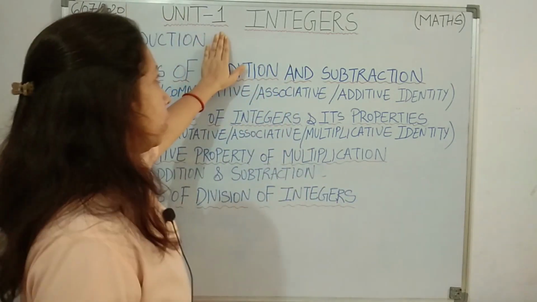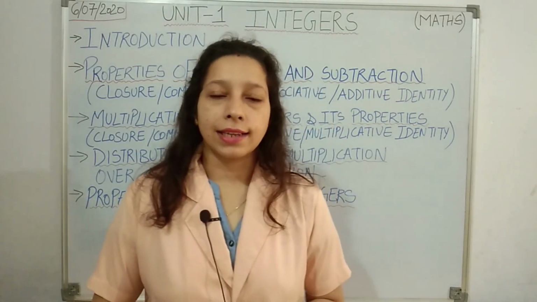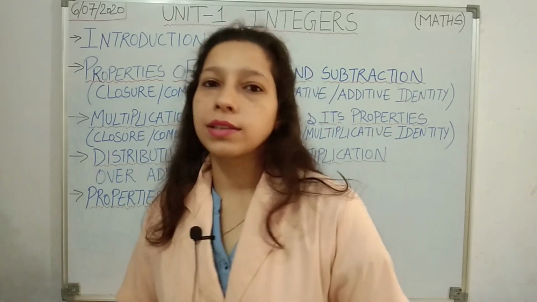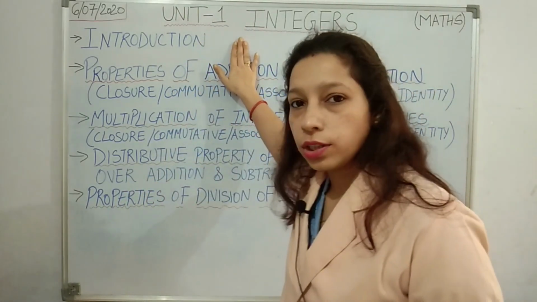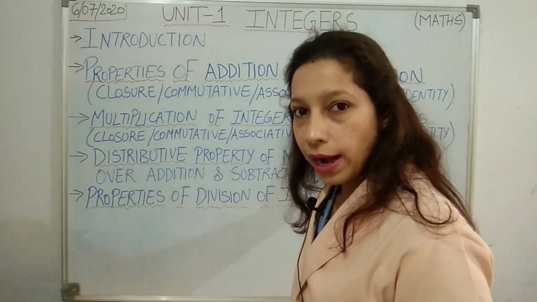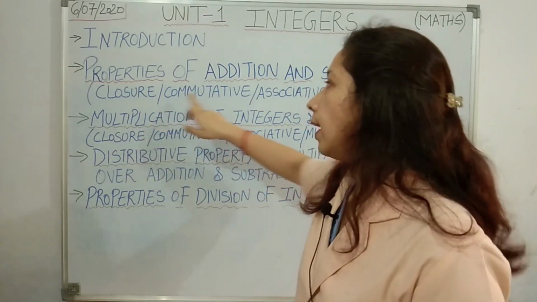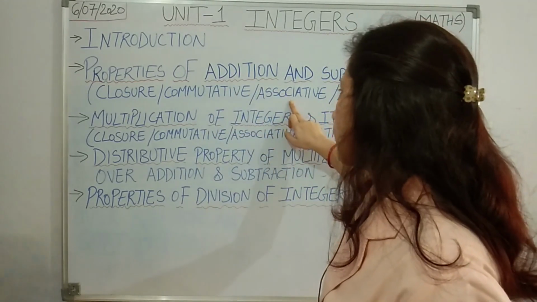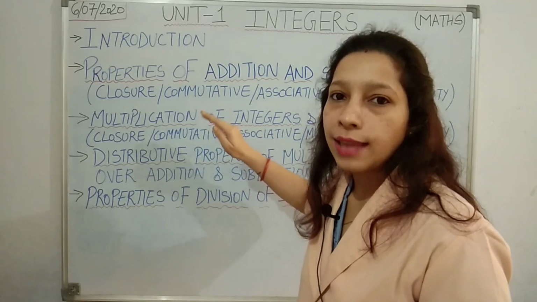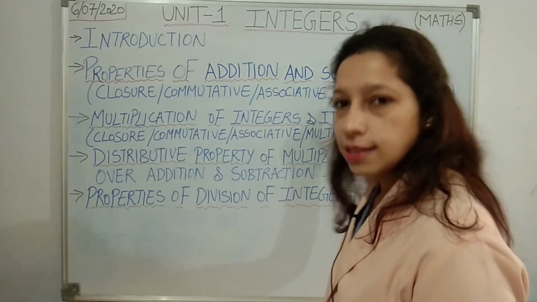Integers. Unit 1, Integers. In this chapter you will get 4 exercises, exercise 1, 2, 3 and 4, and we are going to cover the following topics in this chapter. Introduction means introduction to integers, then properties of addition and subtraction of integers. The following properties are there students: closure property, commutative property, associative property and additive identity. These are the properties that we are going to study under this topic, properties of addition and subtraction.